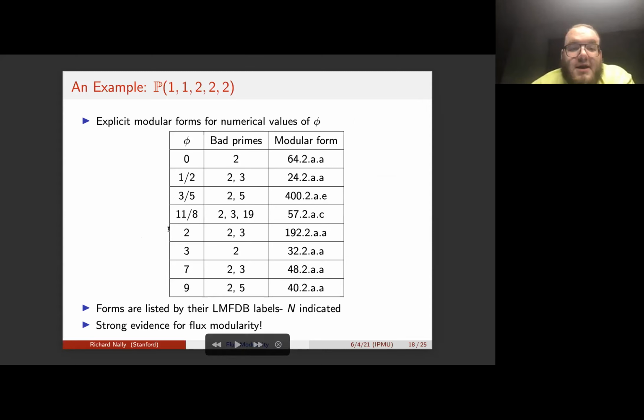So we can just look up the point counts and hope to find the Fourier coefficients of weight 2 eigenforms. And we do. Here I've given some representative choices of phi, and for each phi we find a weight 2 eigenform. This way of labeling weight 2 eigenforms is called an LMFDB label. So the first number is n, the level, the second number is the weight, and then the last two just tell you which modular form of that weight and level you have. But the point is here, I think we have order 10 points where you can just look at the point counts and see that they really do have the Fourier coefficients of the weight 2 eigenforms. So we call this strong evidence for flux modularity.